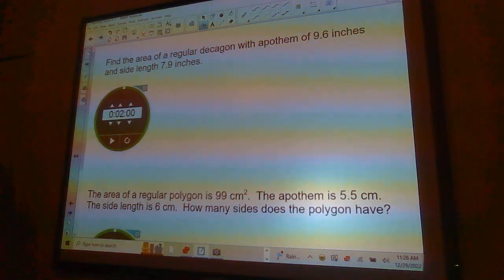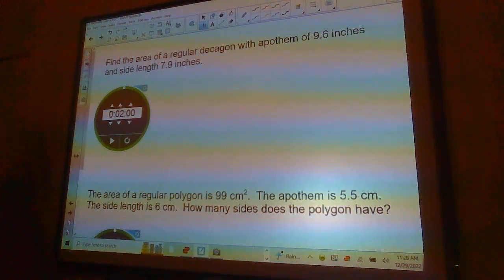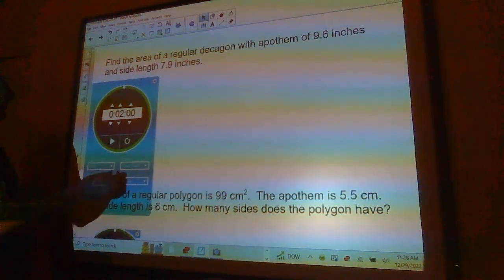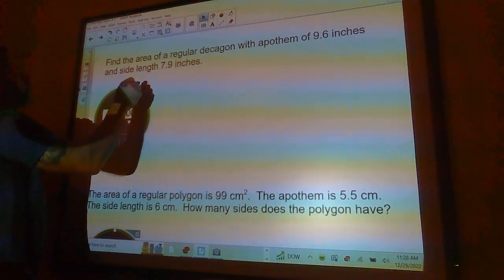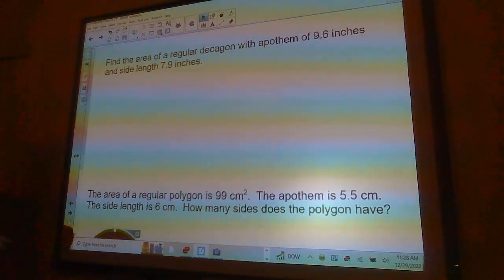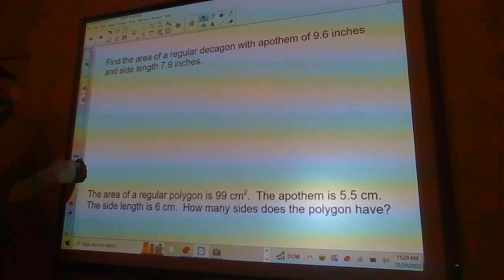Okay, find the area of the regular decagon with an apothem of 9.6 inches and a side length of 7.9 inches. Okay, so this is another one. You're not going to need a timer for this because you're just going to pause the video and do it on your own time. So let's get rid of this. There we go. Okay. So same thing down here. We'll get rid of that. So find the area of the regular decagon with an apothem of 9.6 inches and a side length of 7.9 inches. And then you can do this problem down here as well.